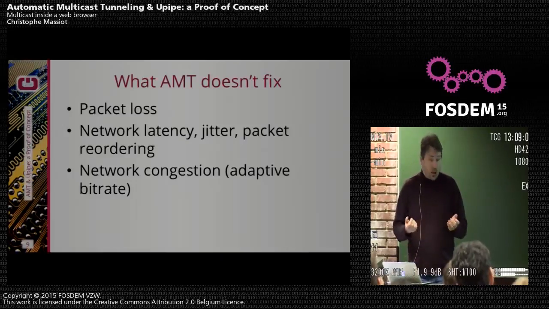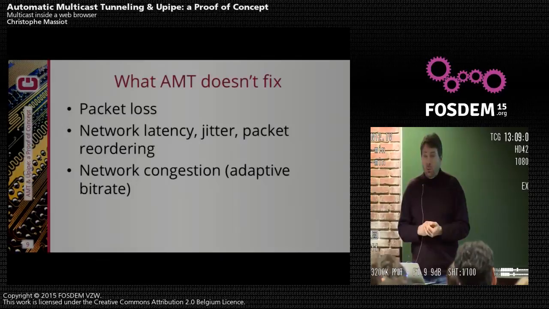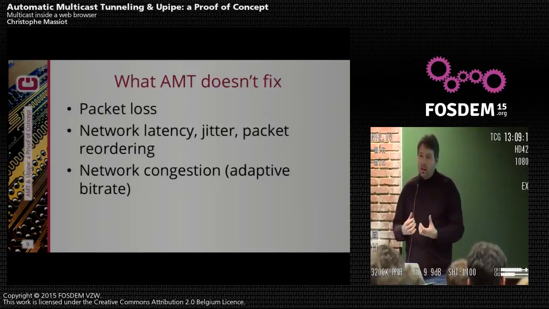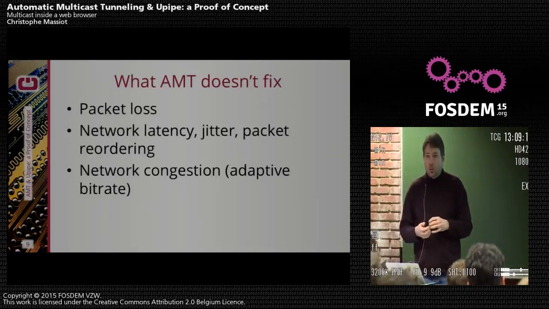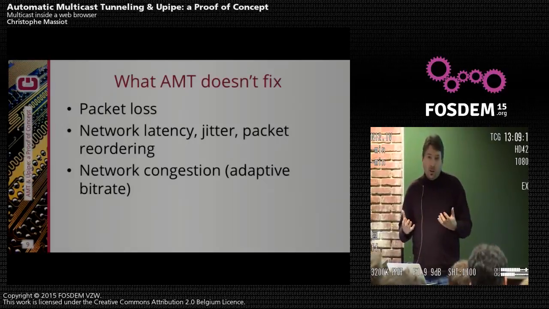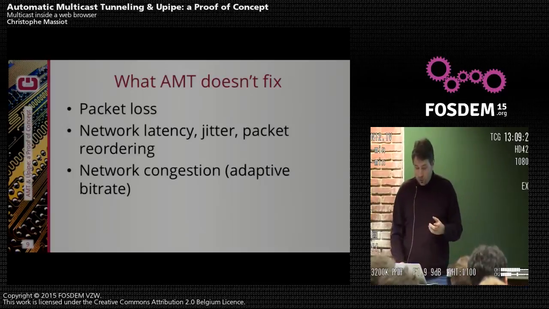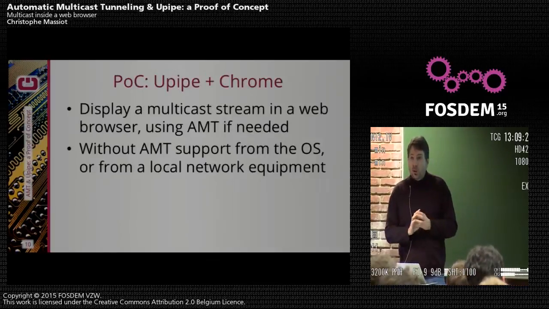Also, if you have network congestion, you will not be able to do adaptive bitrate streaming like you do currently. You have to implement that at the application layer as well, for instance switching to a different multicast stream with a lower bitrate. But this is application level.